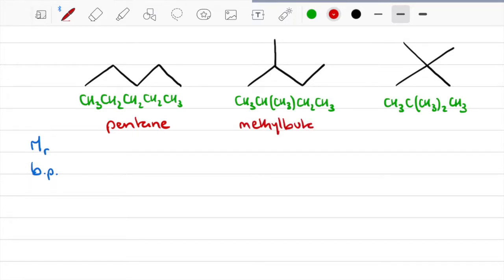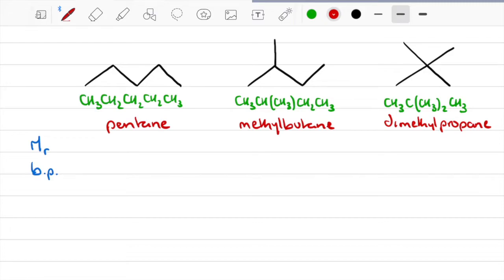Now we don't have to put the 2 in front here because the methyl can only be on the second carbon. Even if I'd done the methyl group here, I would be counting from that end of the chain, so it'd still be the second carbon. So there's no need for the 2, I don't need to say 2-methyl butane, it's just methyl butane. And then the final one here is dimethyl propane. Again, I don't have to say 2,2, because the second carbon is the only carbon that the methyl groups can be on.